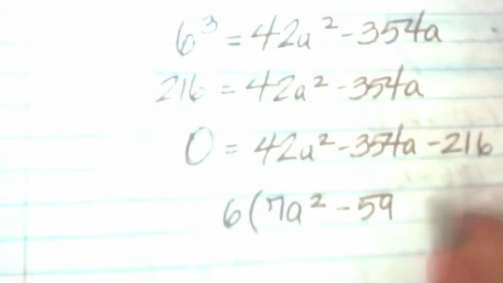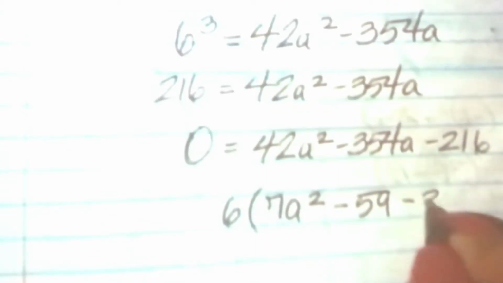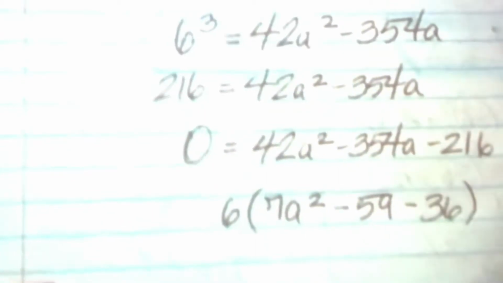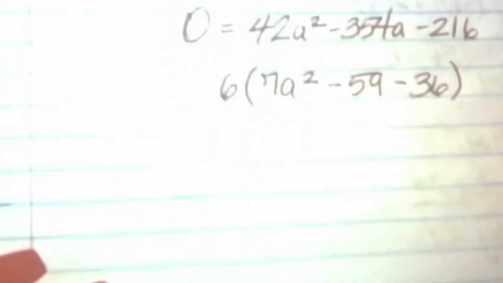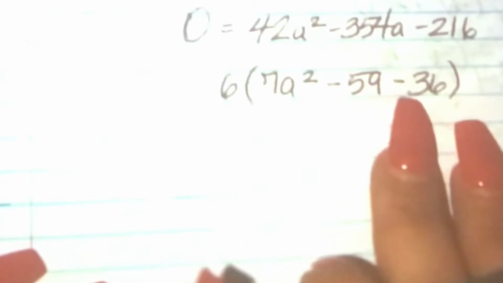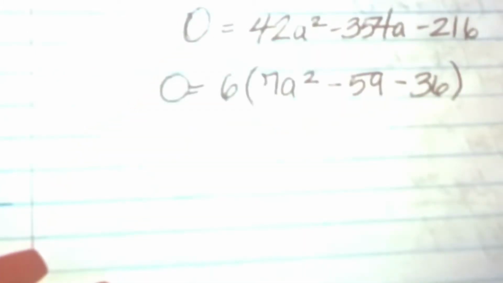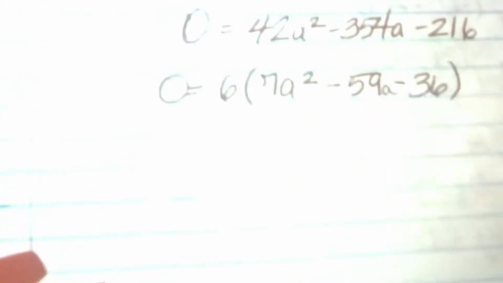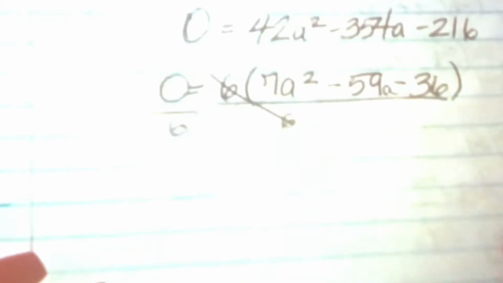And then 216 divided by 6 should be 36. So now I just need to factor this part. Thank you, honey. So I'm just basically going to divide both sides by 6 to get rid of that coefficient in front. So 0 equals 7a squared minus 59a minus 36.